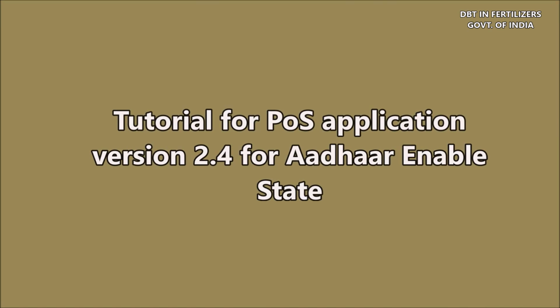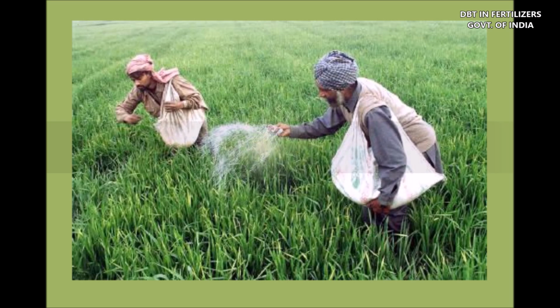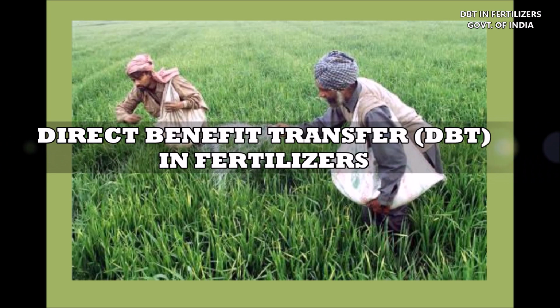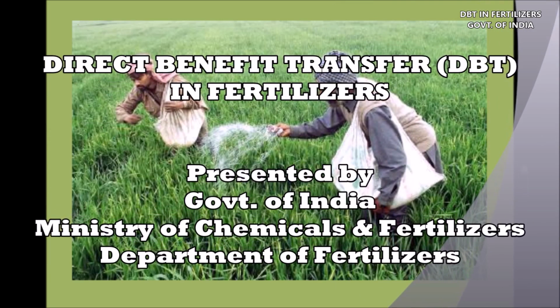Tutorial for PoS application version 2.4 for Aadhaar Enable State. The Department of Fertilizers is implementing a direct benefit transfer project for fertilizer subsidy payments with a view to improve fertilizer service delivery to the farmers.